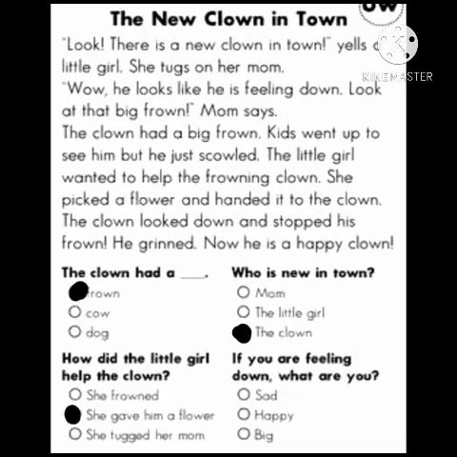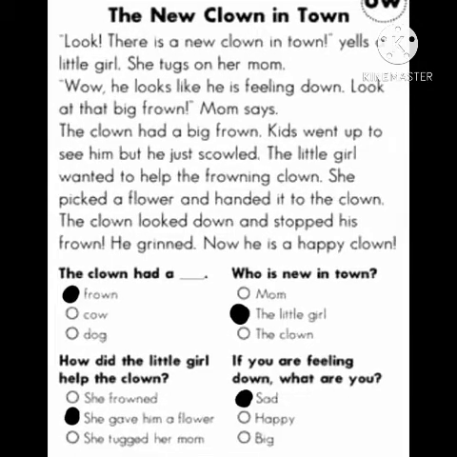Yes, she gave him a flower. If you are feeling down, what are you? Sad, happy, or big? Yes, you are sad.